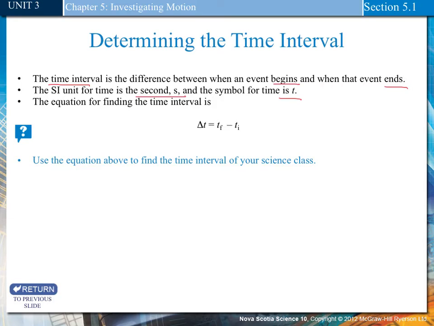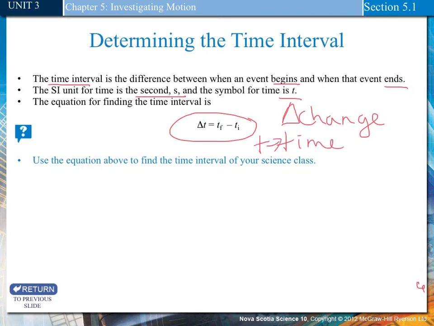So our equation is Δt = tf − ti, and again, delta means change. t is our time. f, final. i, initial.